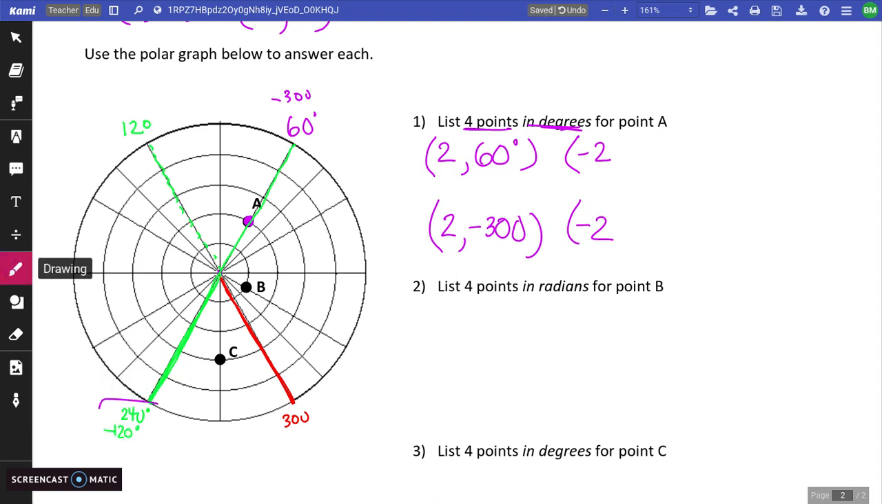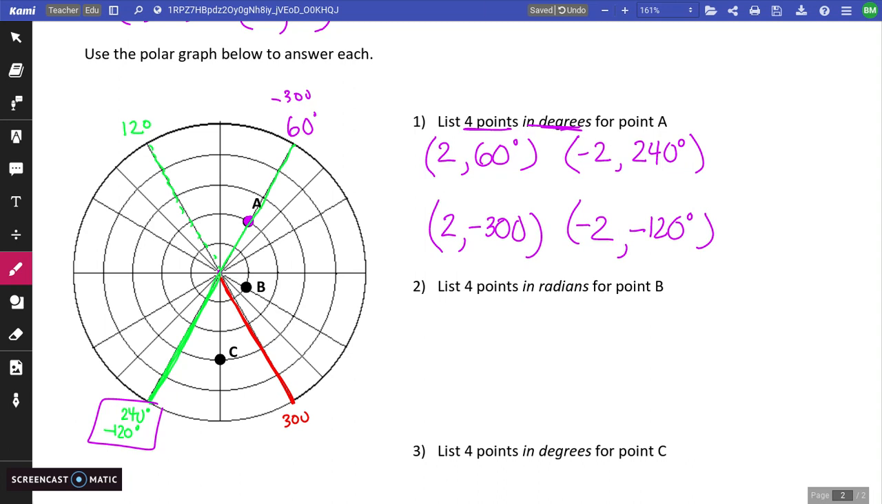So now I can just kind of quickly plug these 2 angles in. So I have -2, positive 240, because that would push me away back into quadrant 1, and -2, negative 120, which would also push me away and back into quadrant 1.